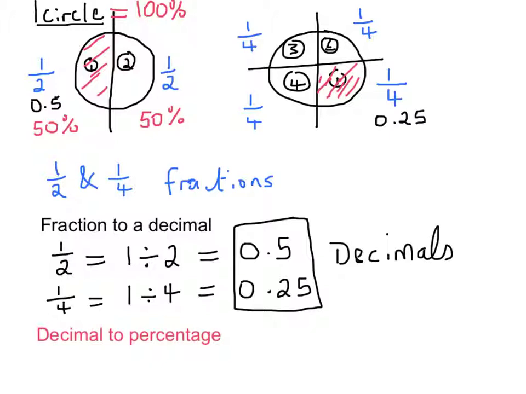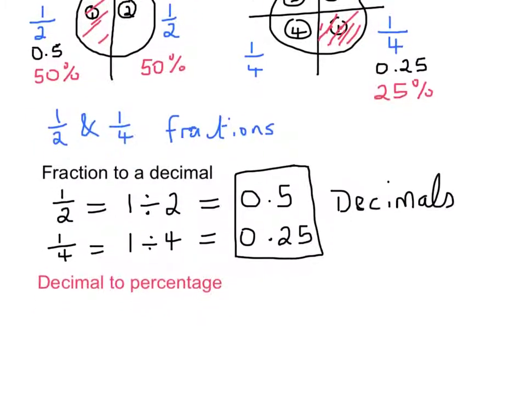Likewise here, each of these parts is a quarter. If I divide 4 into 100, I'll find that it's 25%. So each of these 4 parts represents 25%. So I'll just write that down. That's 25%.